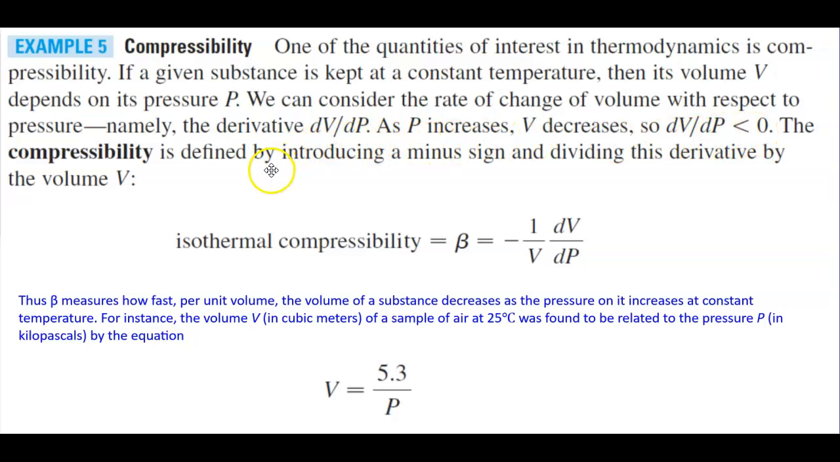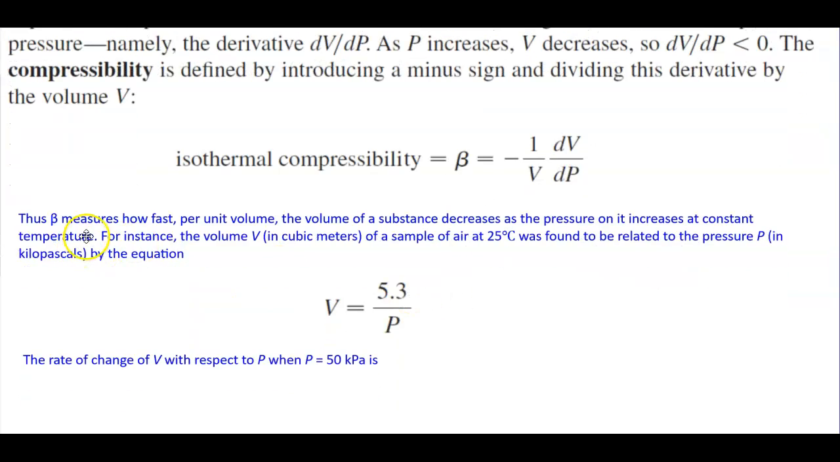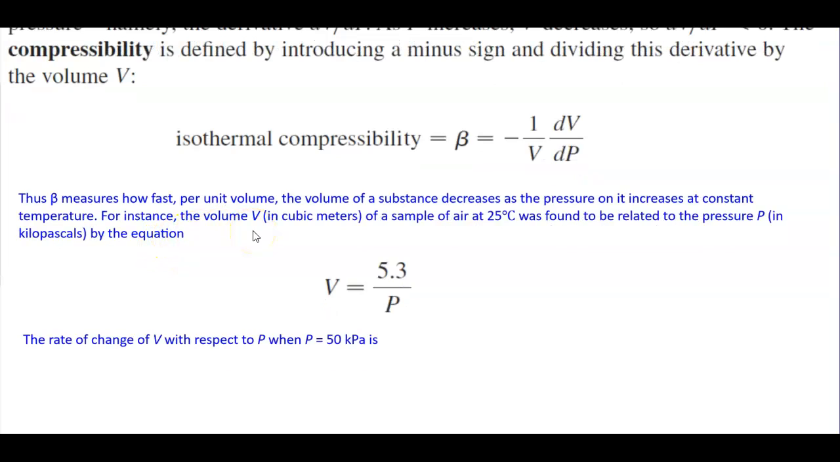Now the compressibility is defined by introducing a minus sign and dividing this derivative by the volume V. So the isothermal compressibility is equal to the Greek letter beta, which is equal to -1 over V times the derivative of V with respect to P. Thus, beta measures how fast per unit volume the volume of a substance decreases as the pressure on it increases at constant temperature.